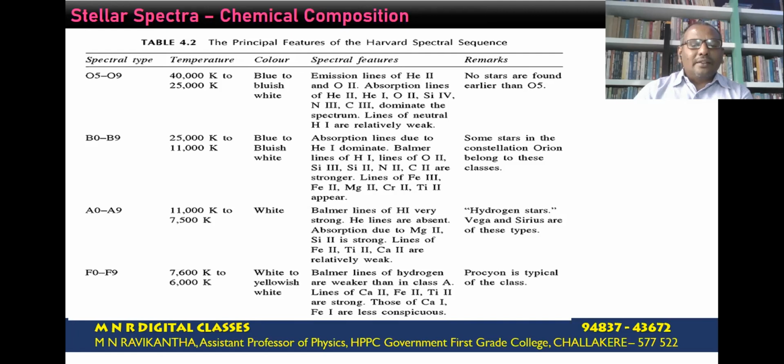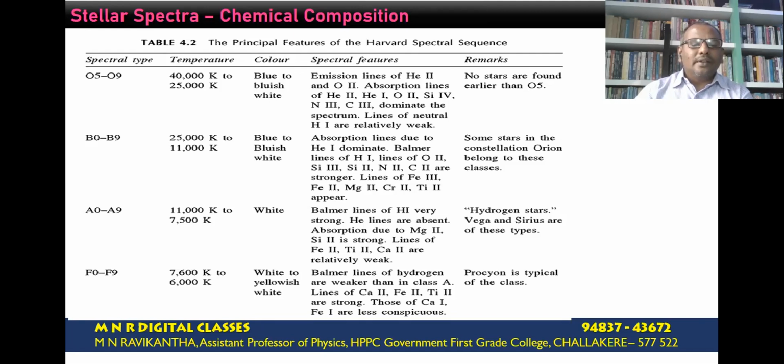Let us briefly glance at the table. B0 to B9, that is B-class stars, have a temperature of 25,000 to 11,000. Their color varies from blue to bluish white, and in this case absorption lines due to helium-1 dominate, and also the Balmer lines are observed. Some stars in the constellation of Orion belong to these classes.